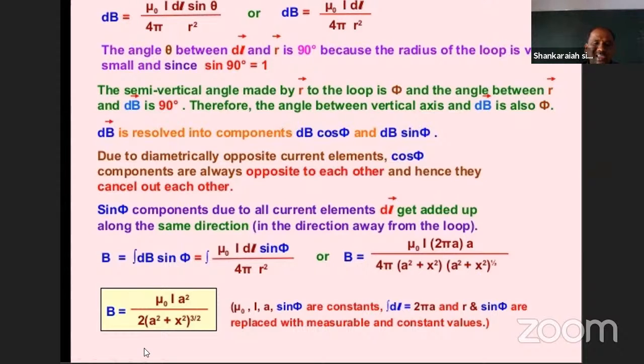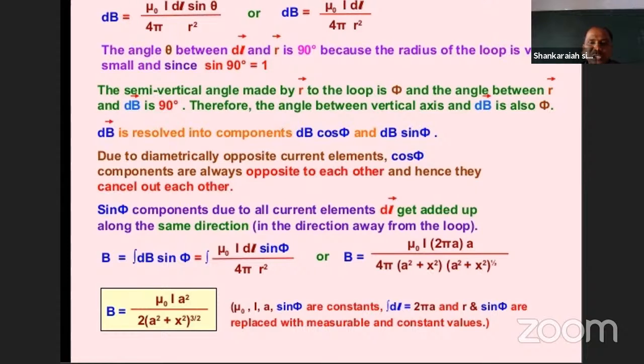The same concept is there. This expression is useful. What is the expression once again? B equal to mu naught I a square divided by 2 of (a square plus x square) whole power 3 by 2. Magnetic induction at a point on the axial line of a current carrying circular coil is B. B equal to mu naught I a square divided by 2 of (a square plus x square) whole power 3 by 2. This is the second application of Biot-Savart law, and it is over.